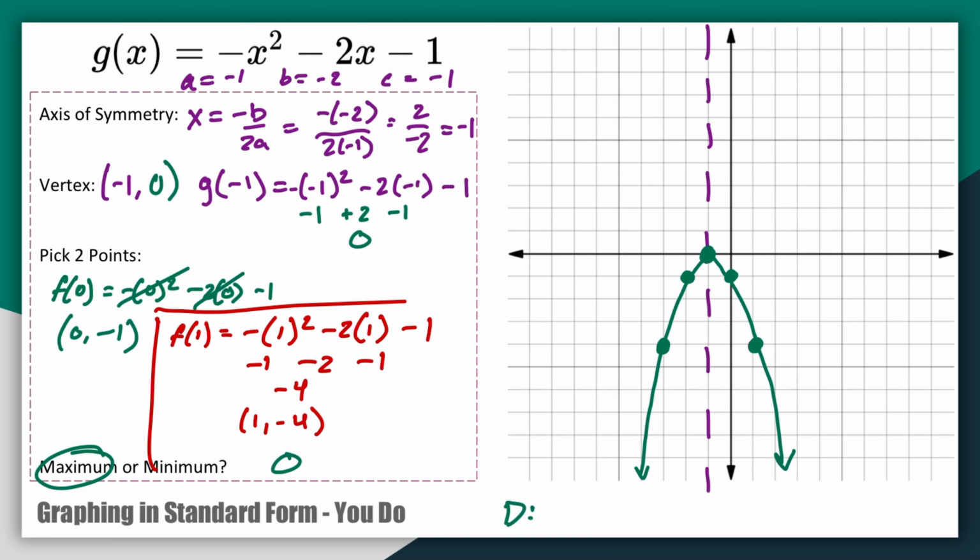Now, if we were to add in domain and range, we have a domain of all real numbers. And we have a range of y is less than or equal to 0. Okay, which again matches your maximum and minimum point. So hopefully you got that right. If not, try to ask some questions in class.